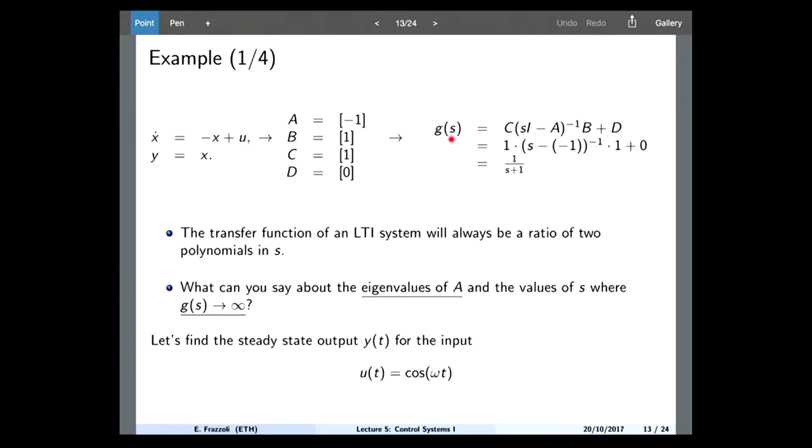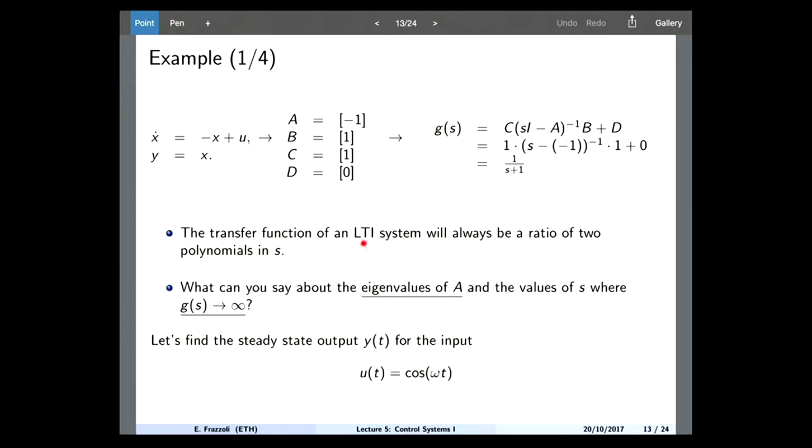So I want to compute my transfer function. Well, it's C, which is 1, times (sI minus A), which is s plus 1, inverse, times B, which is 1, plus D, that is 0. Okay? So you see that this transfer function is actually given by 1 over s plus 1.